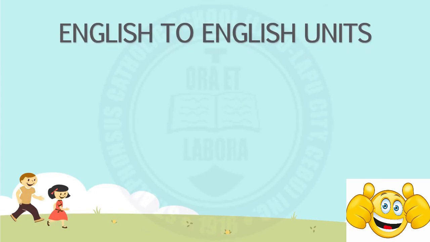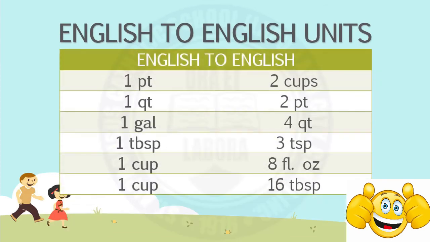Let's go on to English to English units. 1 pint is equal to 2 cups. 1 quart is equal to 2 pints. 1 gallon is equal to 4 quarts. 1 tablespoon is equal to 3 teaspoons. 1 cup is equal to 8 fluid ounces. 1 cup is equal to 16 tablespoons. Please don't forget the conversion of English to English units of the volume.